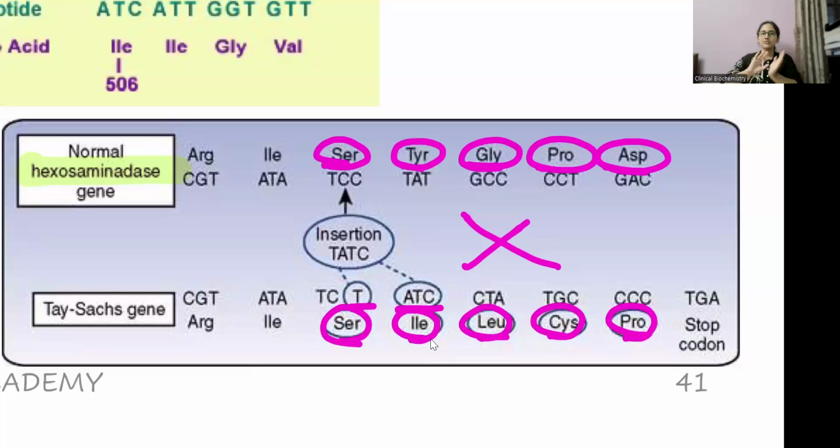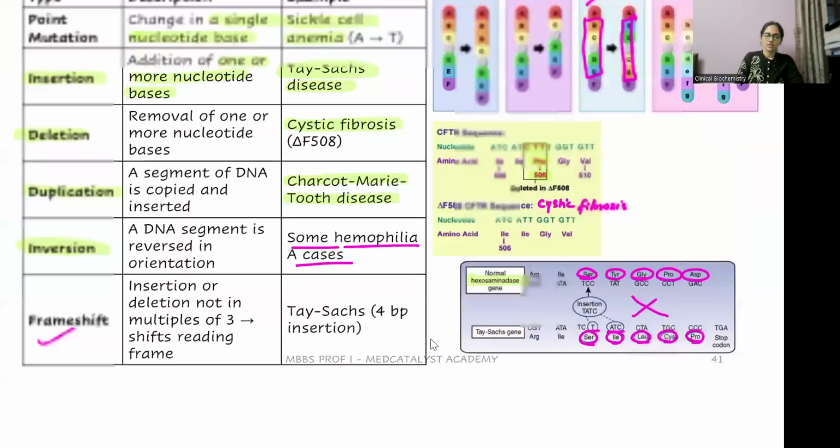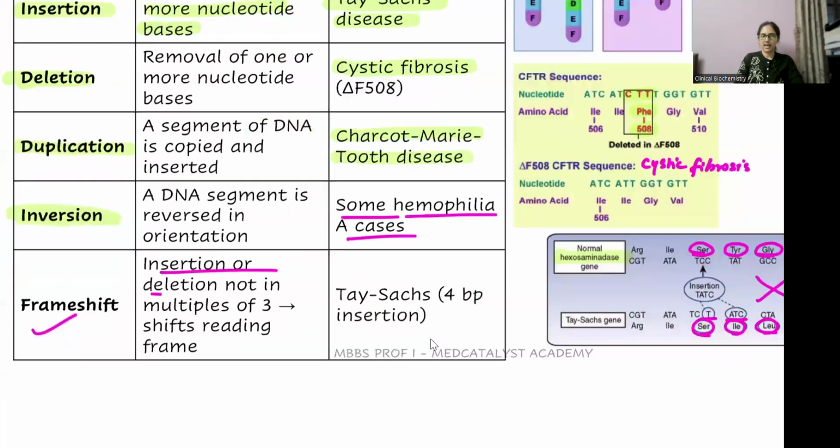Clear? So this is frame shift. The reading itself is shifted. So this is what is called the frame shift mutation. So an insertion or deletion that has happened shifts the reading frame, not in multiples of 3.